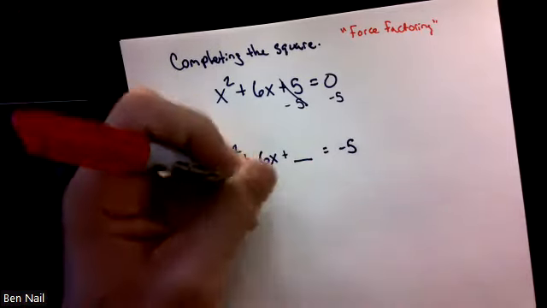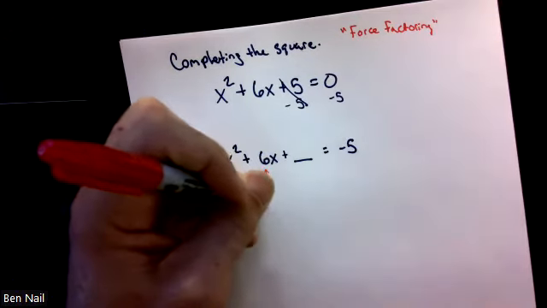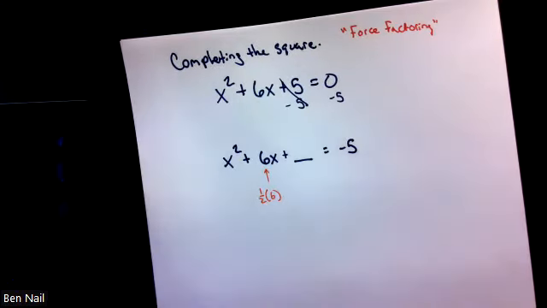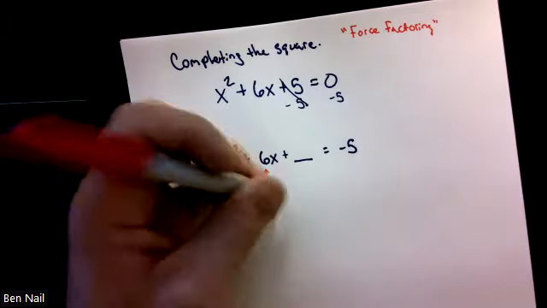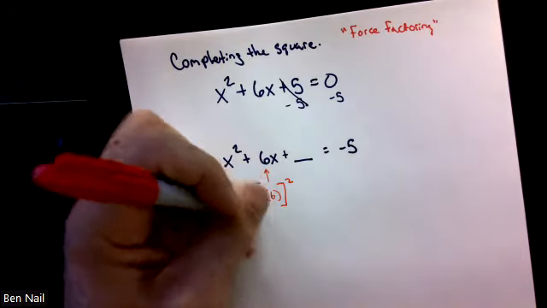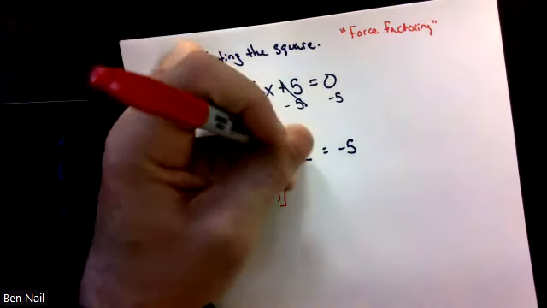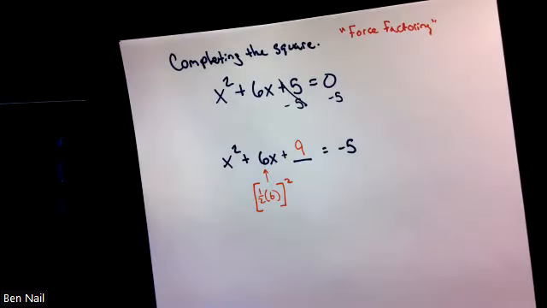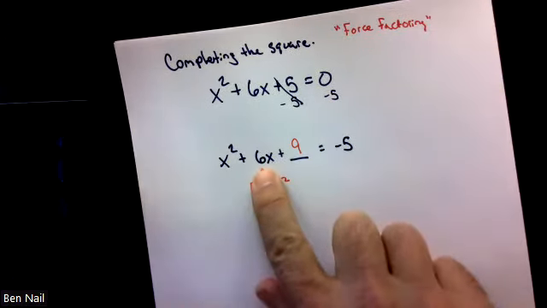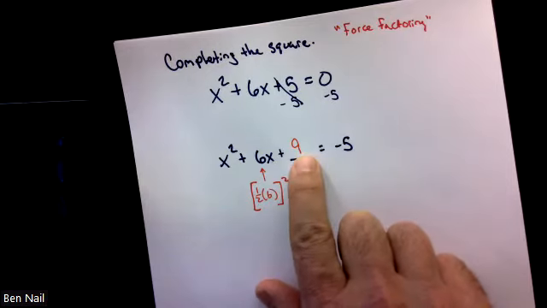Okay, to complete the square, we're going to take half of this linear term, and then we are going to square it. So half of 6 is 3. 3 squared is 9. And that's what we're going to add to our function. I'll tell you why here in just a second, but for now, just understand that that's what we're doing. Okay, so we're choosing half of 6 squared and adding that here.